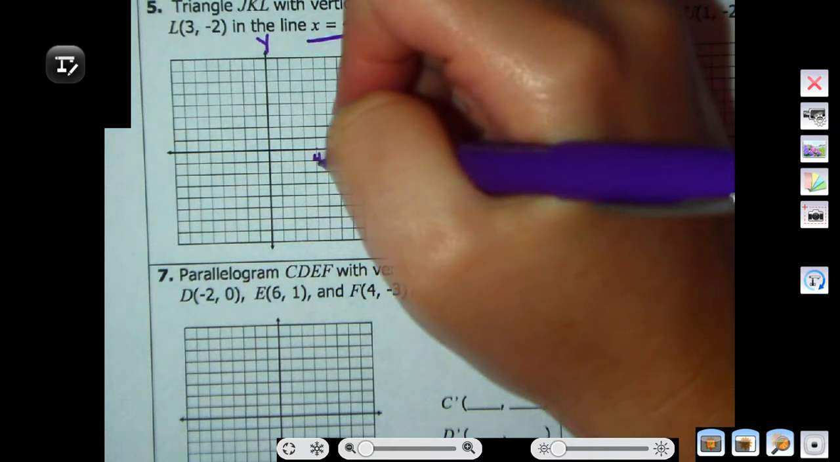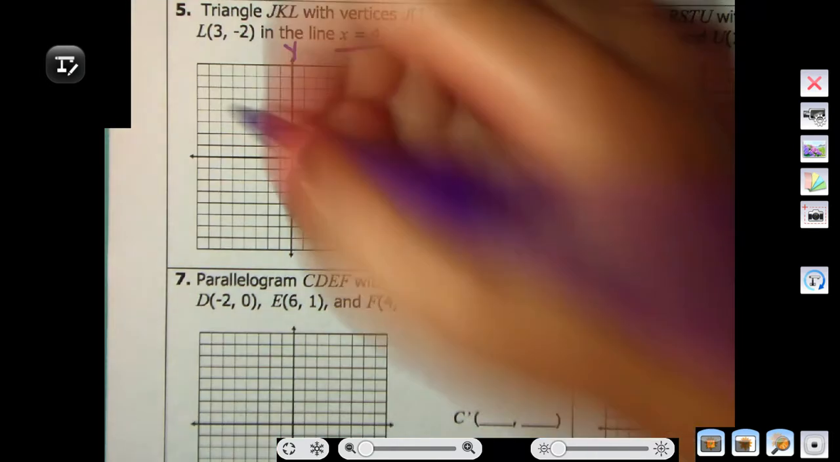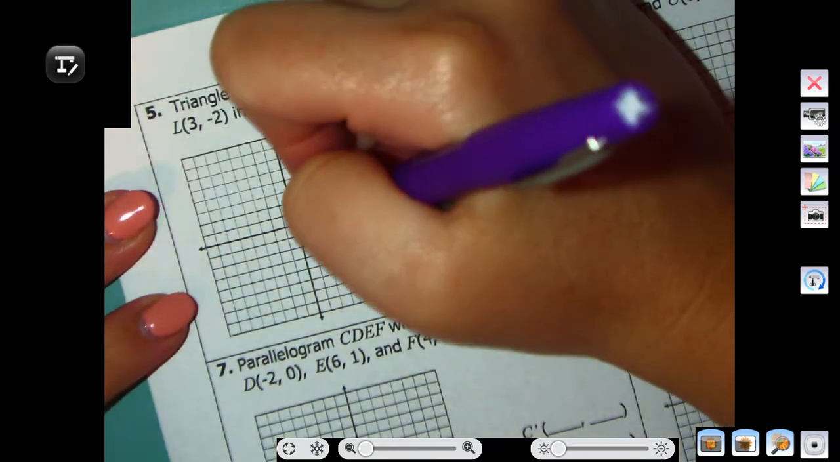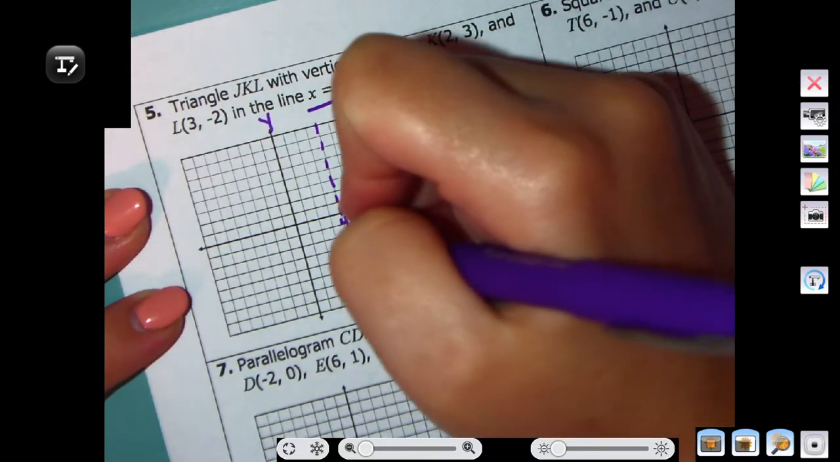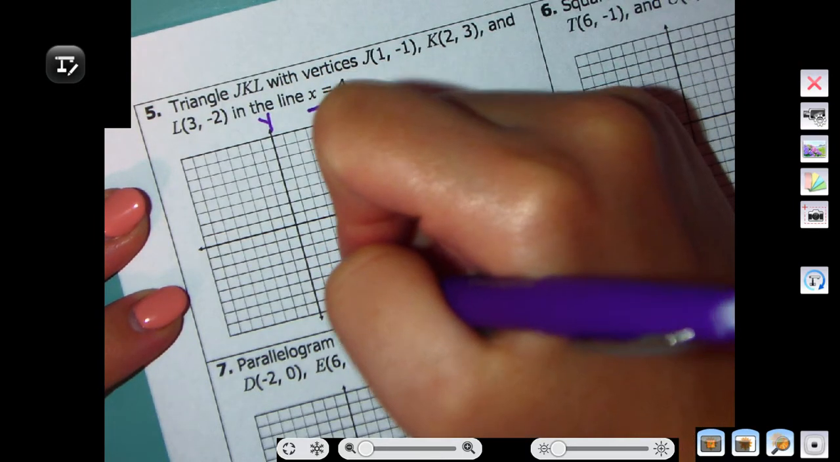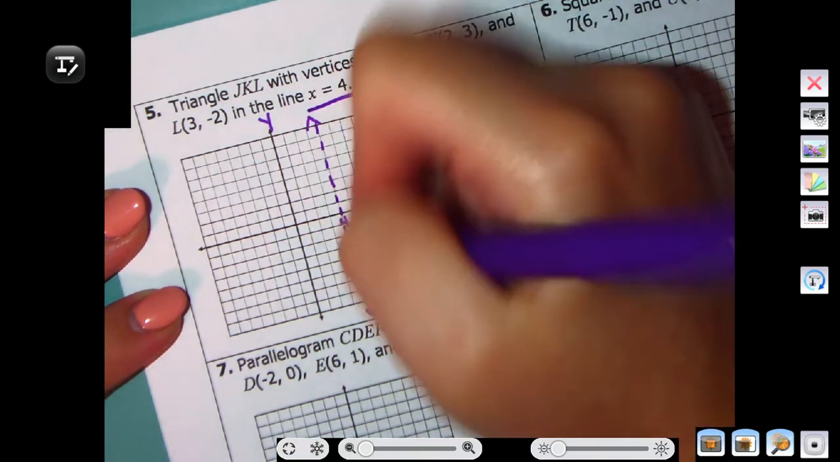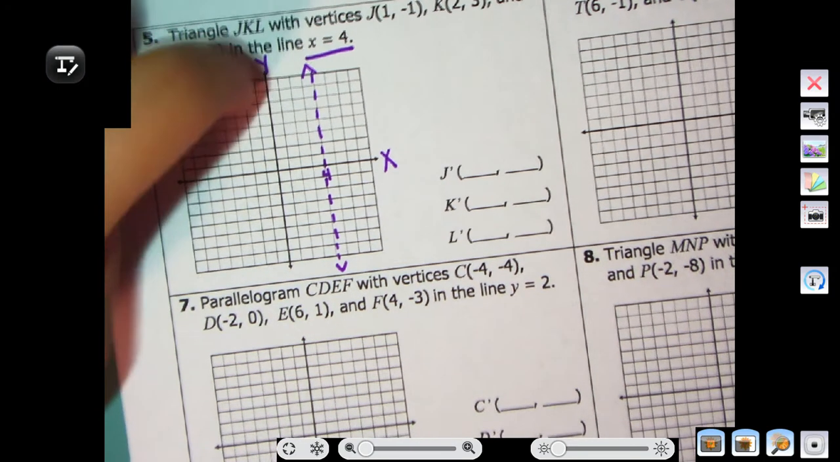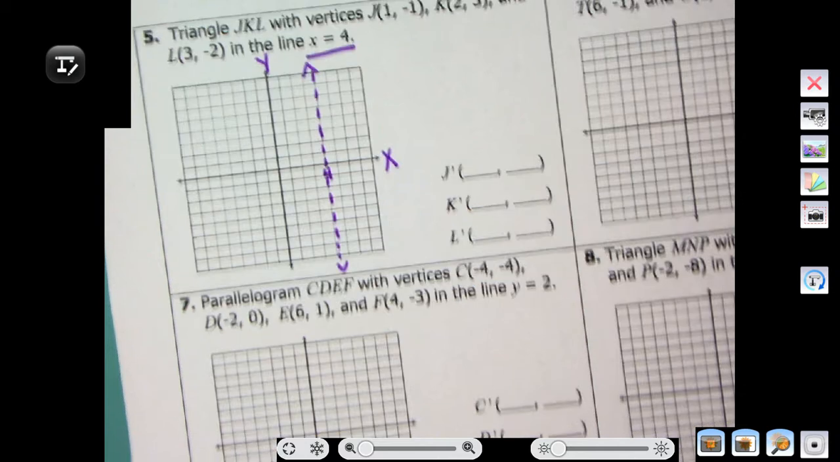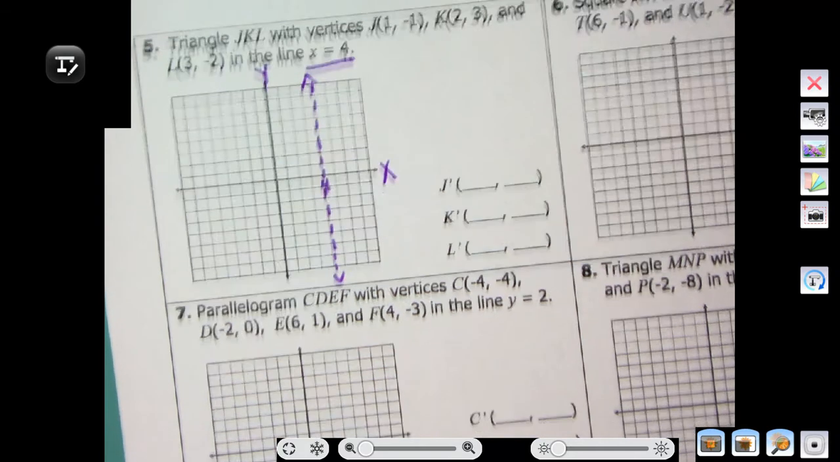So let me label this here. We're at 4 right there. This is going to be my line of reflection. So I'm going to do a dotted line here to show you my line of reflection. That's basically going to be the middle of my 2 figures. I'm going to be reflecting it over that line as opposed to the x-axis or y-axis. So let me start by graphing JKL.